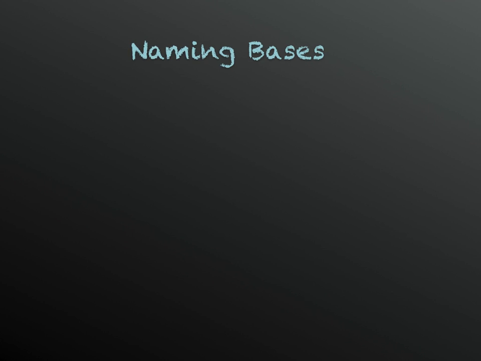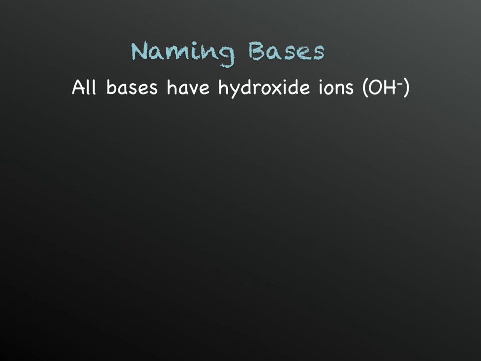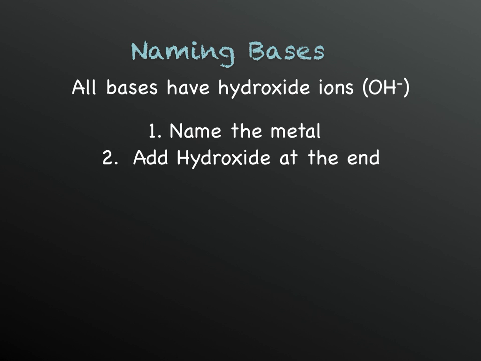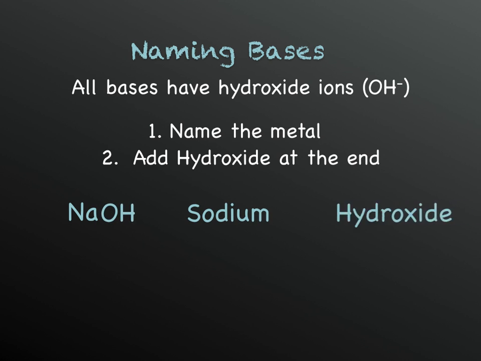Naming bases is a lot easier. First of all, you name the metal, and then you name the hydroxide. That's all there is to it. Done. Example here, Na and OH. Na is named, that's sodium, and then the OH is named hydroxide.